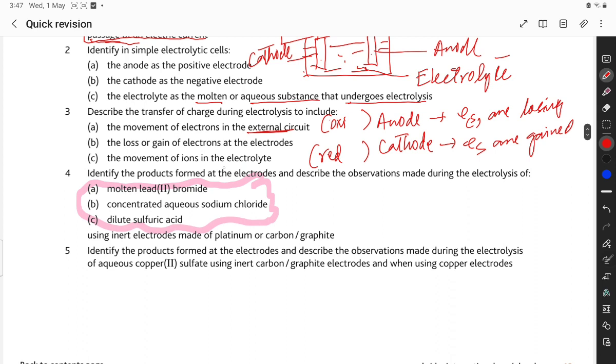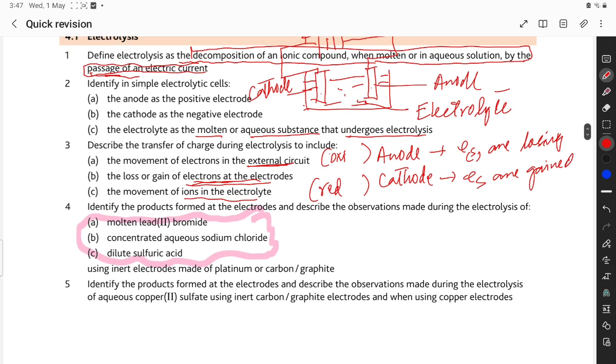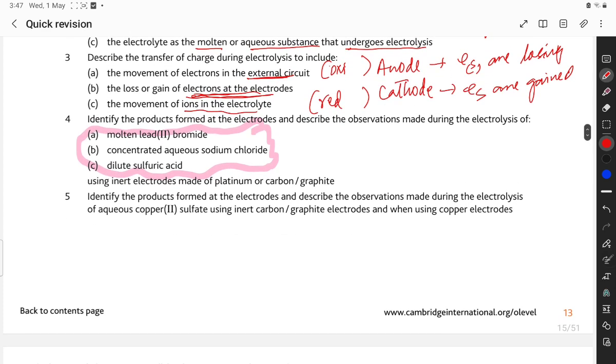Movement of ions in the electrolyte, look at here please, this is very important to revise, last minute revision. Please do follow the syllabus content and do write the definition according to the syllabus content, because everything is written in the syllabus content. Identify the products formed at the electrodes and describe the observations made during the electrolysis of these 4 compounds.